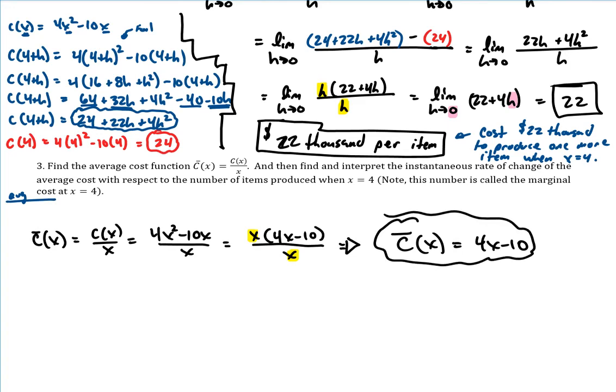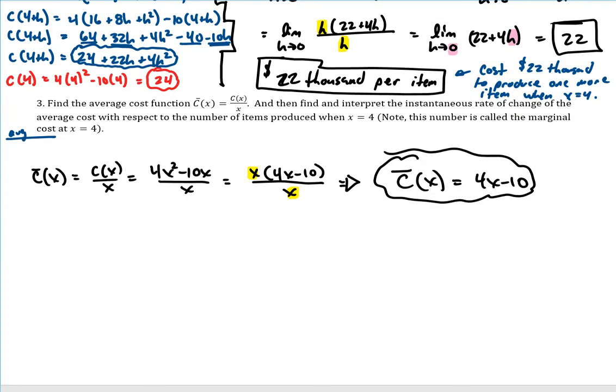I'm going to cloud it. That's not really the main answer. And then let's find and interpret the instantaneous rate of change of the average cost with respect to the number of items produced when x is 4. Okay, so this time around, instantaneous rate of change is still our equation.